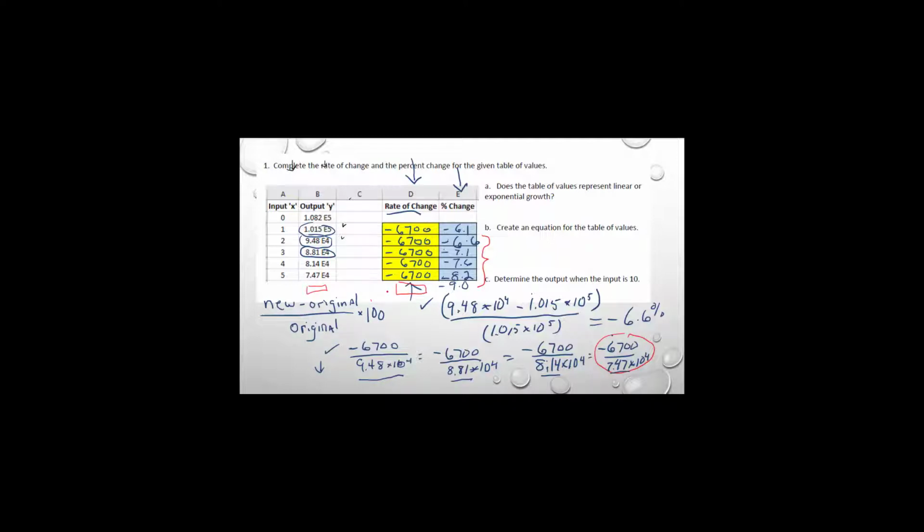And the answer is, yeah, that's correct, because it's always going to be 6,700, because this is a linear function. It's the definition of a linear function. The rate of change is constant. The percent change is not constant. So this is a linear function.